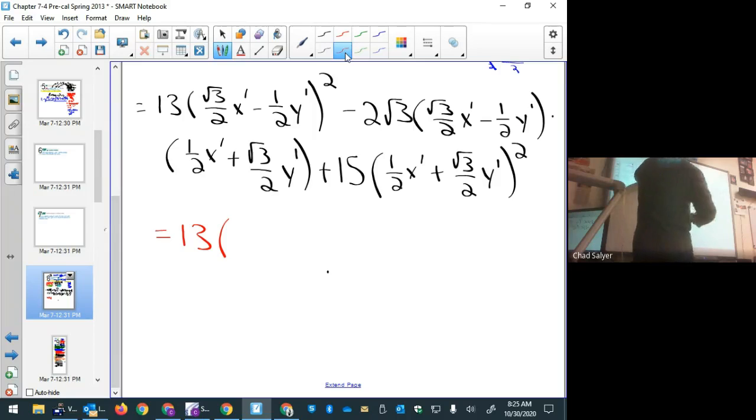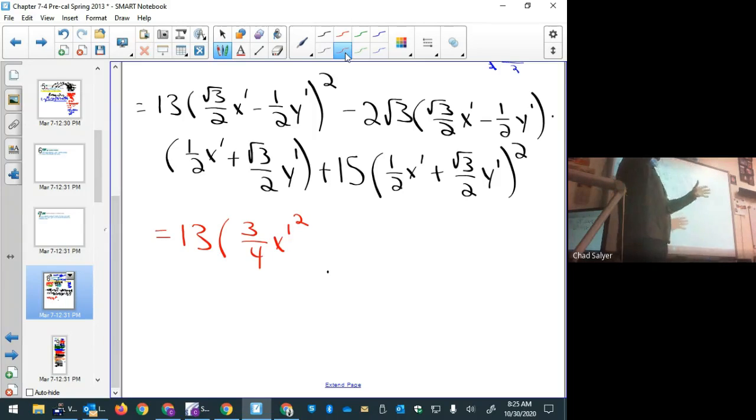So first times first would just be this squared. So that's square root of 3 times square root of 3, which is 3, over 2 times 2, which is 4. And then x prime times x prime is x prime squared. Now be careful when you square a prime. You see how I superscripted the 2 even further above that tick mark? So it doesn't look like x to the 12th. So be careful with that. That's a potential notational error you could make.